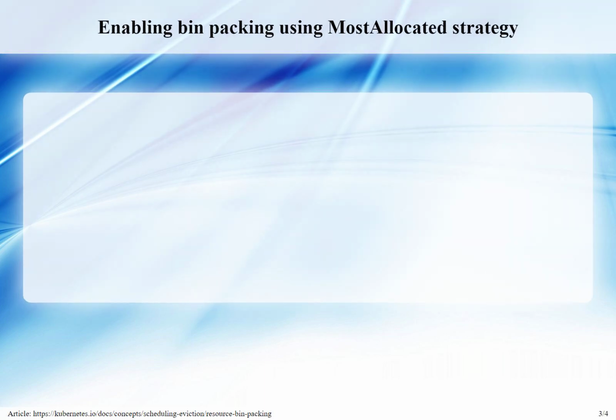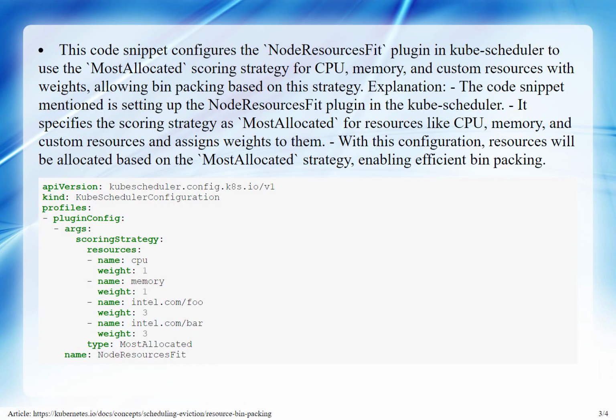Enabling bin packing using most allocated strategy. This code snippet defines the configuration for the Node Resources Fit plugin in the Kube Scheduler. It sets the scoring strategy to most allocated for resources like CPU, memory, and custom resources with specified weights. This configuration enables bin packing of resources based on the most allocated strategy.